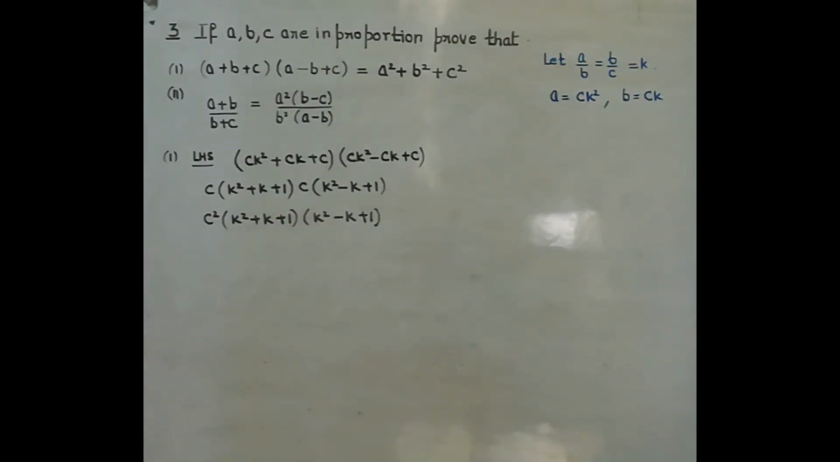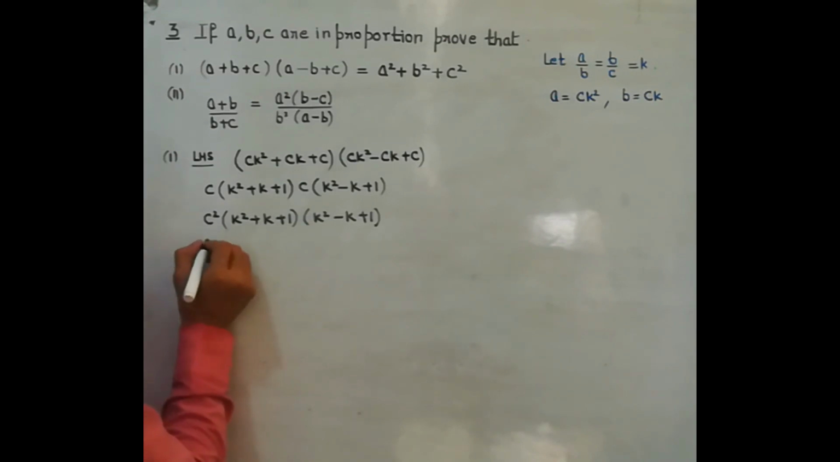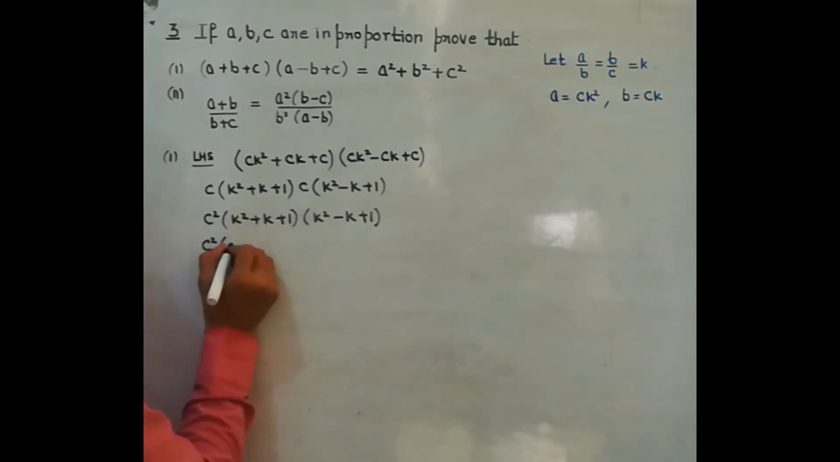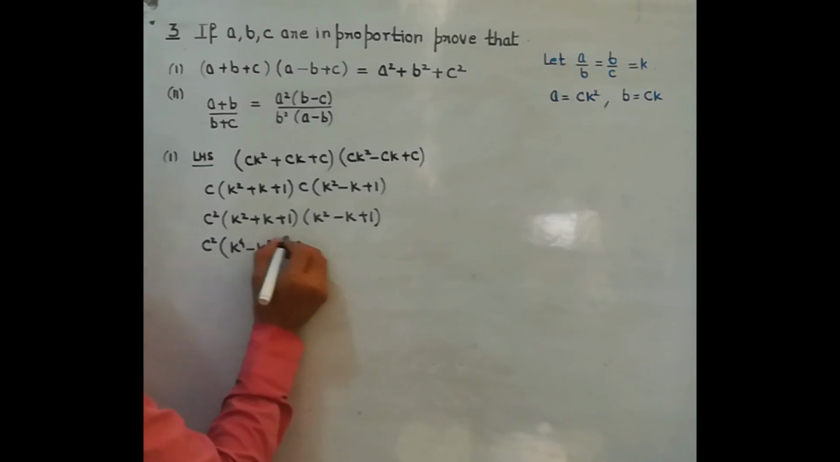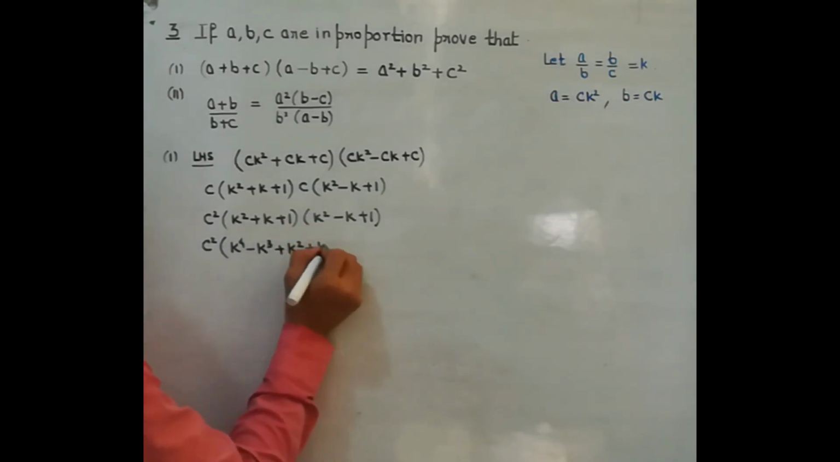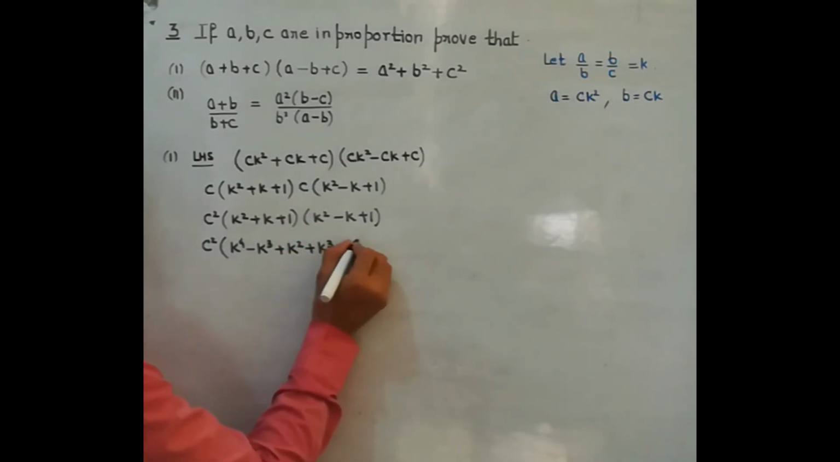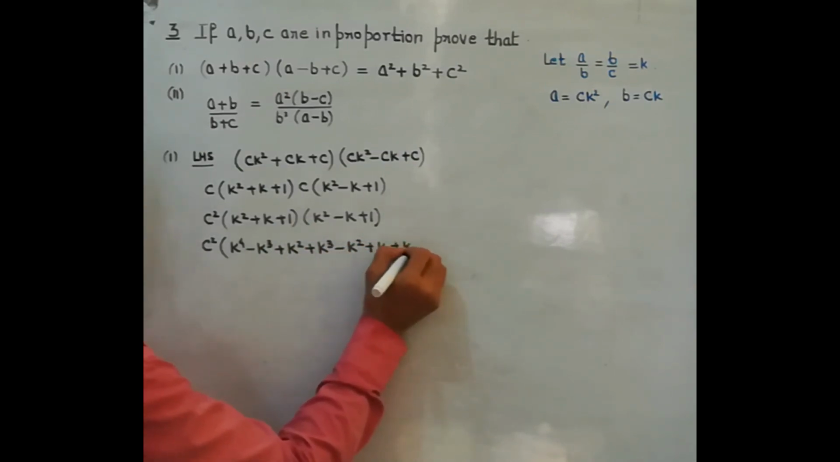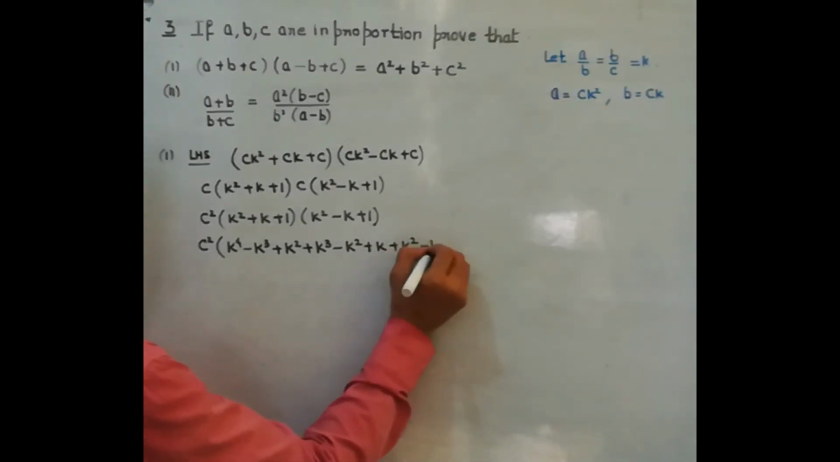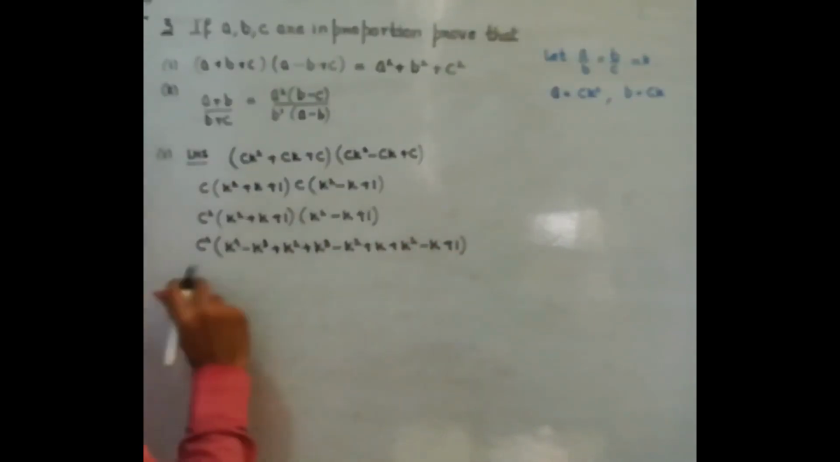Now see, these two brackets are not the same, so don't write whole square. They are not the same. This is having plus k, this is having minus k. So don't write whole square. You will simply multiply these two, and let's see what will be the result. You will get this result.